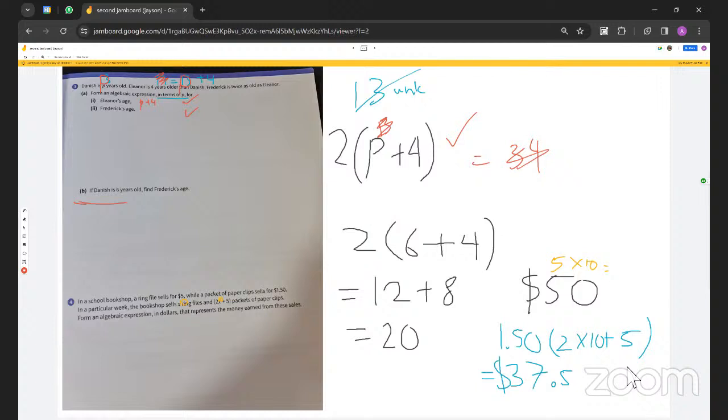To encourage you, 37.5 was also my mental calculation. It is possible for you to do that if you keep practicing, definitely.